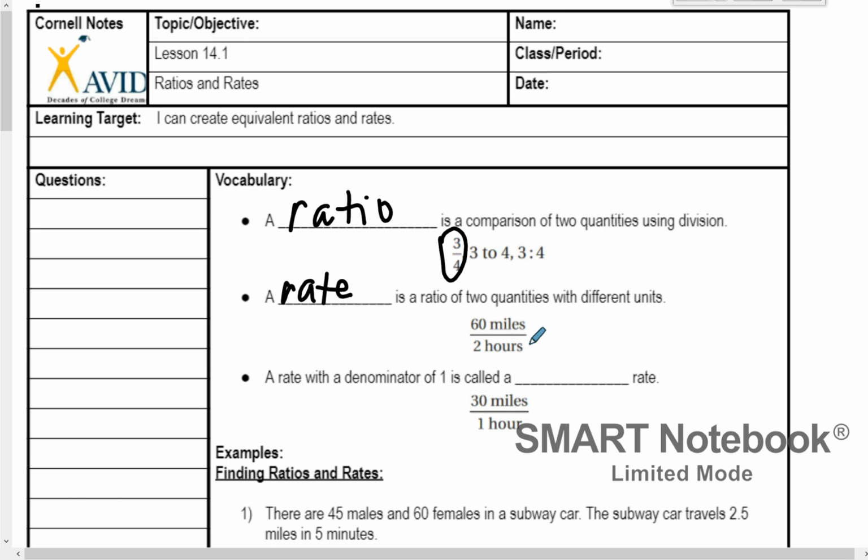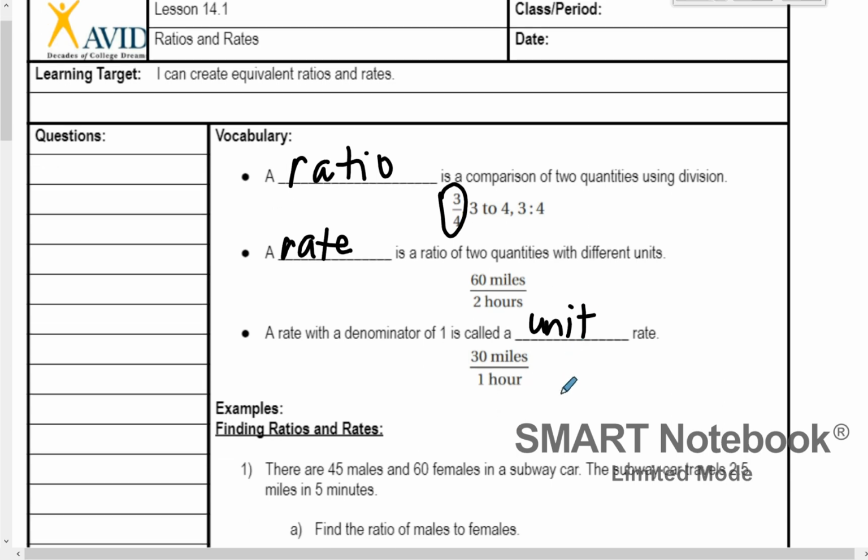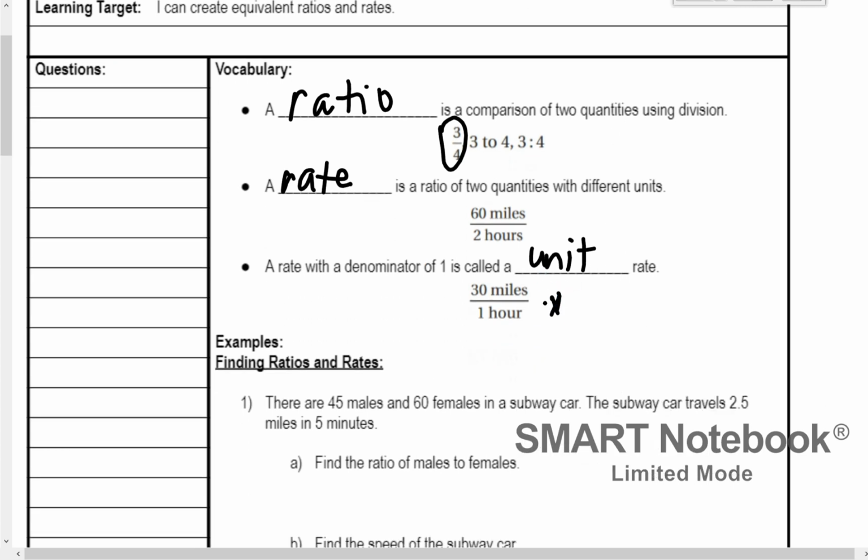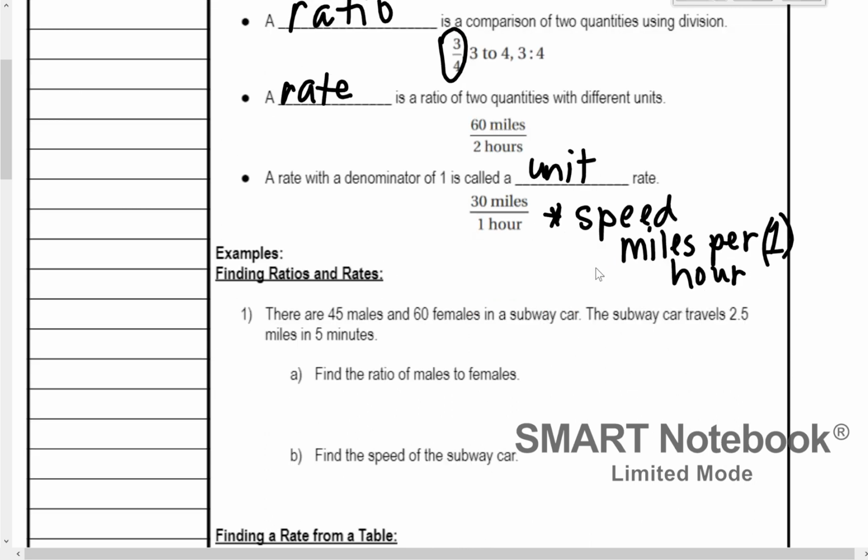Okay, a rate with a denominator of 1 is called a unit rate. So whenever we find how much it is for 1 hour, for $1, we call that a unit rate. So 30 miles per 1 hour. And one thing I want to point out here is whenever we're talking about speed, miles per hour, that is a unit rate, because it's miles per 1 hour. That 1 is just always understood.